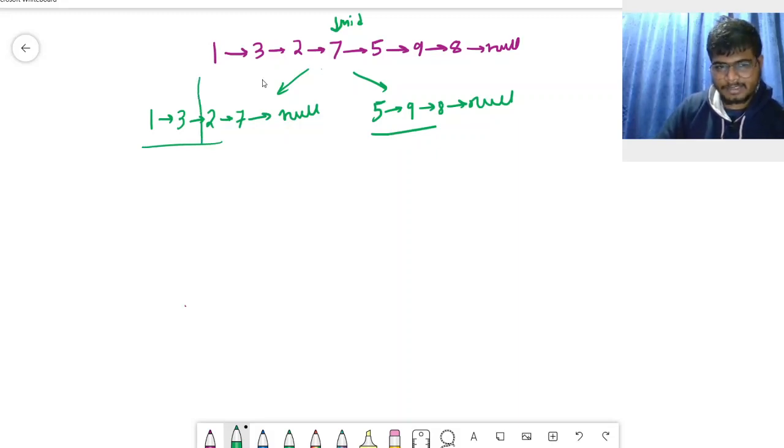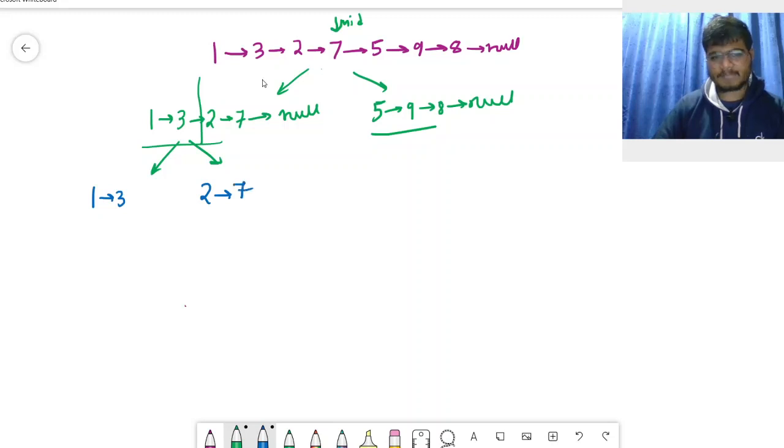So again, now this will get divided because now the mid is 3, so it will be divided into 1 3 and 2 7. Okay, just so that we don't get confused, in order to understand, let's make 7 here and 2 here, so that we see how actually it's working. So it gets broken into this. Now I have no idea whether they are sorted or not. They are not sorted, I know.